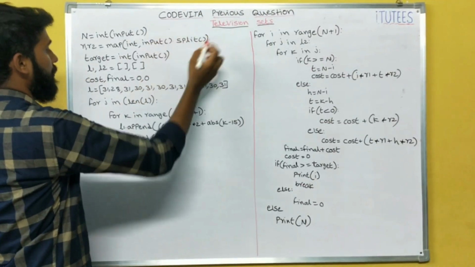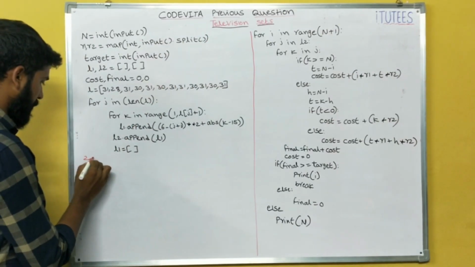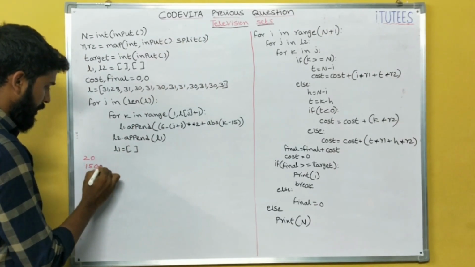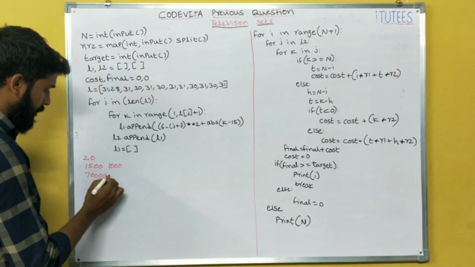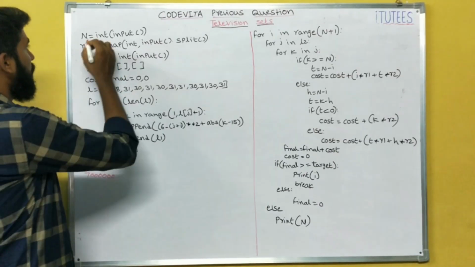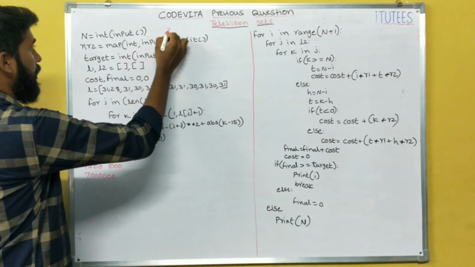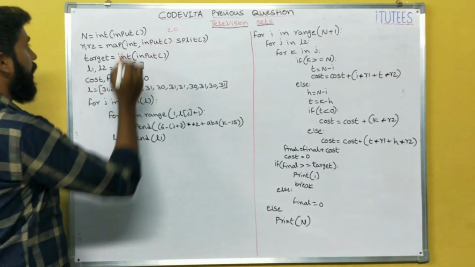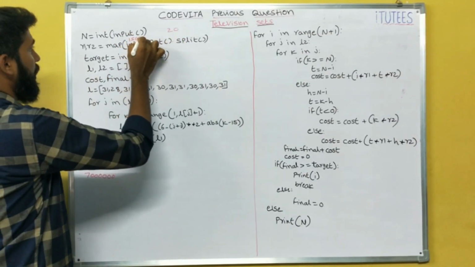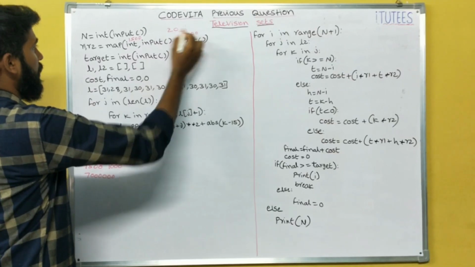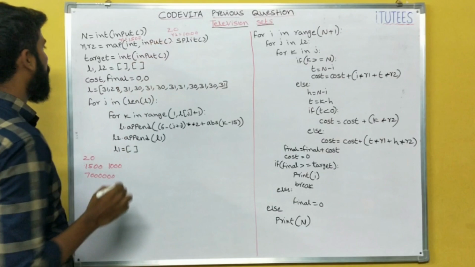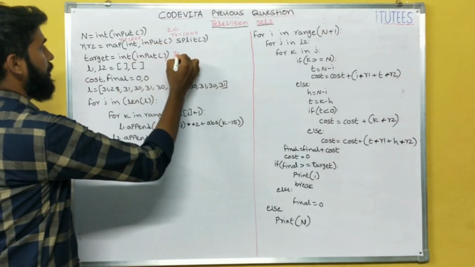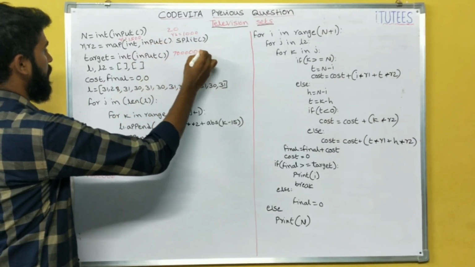Enter 20. After that 1500, 1000. So 70 lakhs is the target. So N is 20. R1 and R2, 1500 and 1000. So that means R1 equals to 1500, R2 equals to 1000, and the target is 70 lakhs.